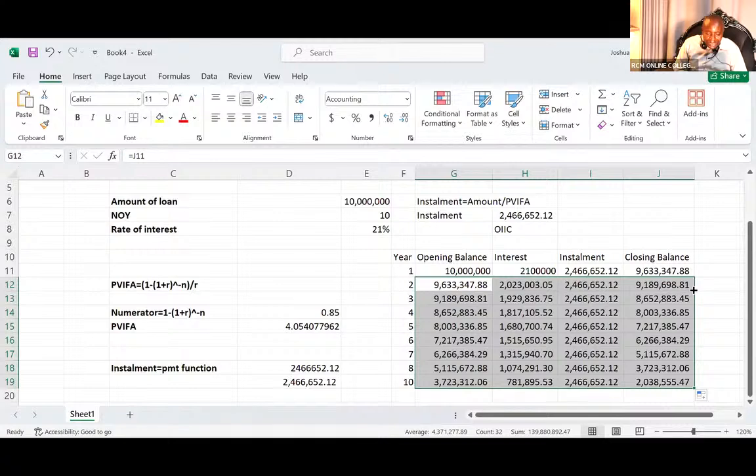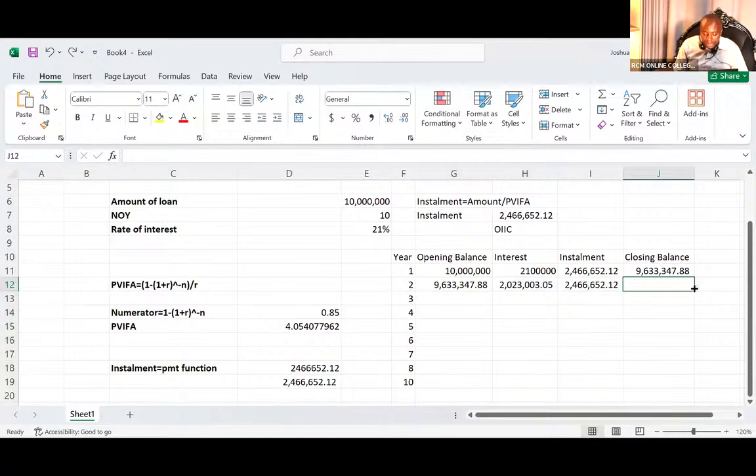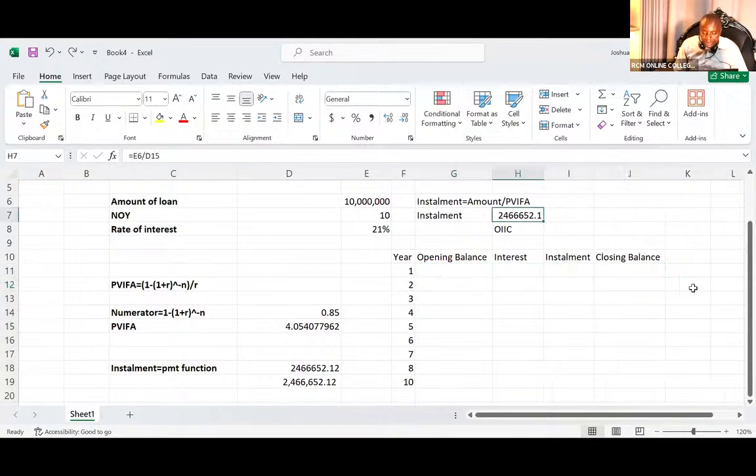These were how many years? 10 years. It's supposed to amortize to 0. Let's repeat from the beginning. It's good to be wrong. Somebody must have prayed for us to have it wrong. So we pick here, we start again.